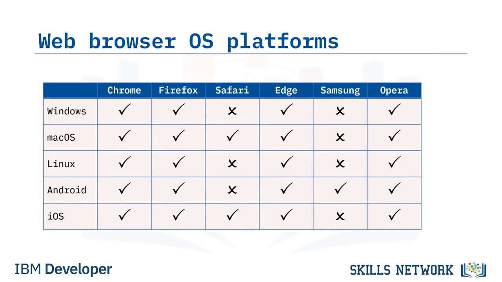Note that most web browsers can be used on any platform, but there are cases where the browser can only be used on a restricted set of operating system platforms, such as Apple's Safari browser, which can only be used on the macOS and iOS operating systems. And similarly, the Samsung Internet browser can only be used on Samsung Galaxy devices running Android 5.0 or later.